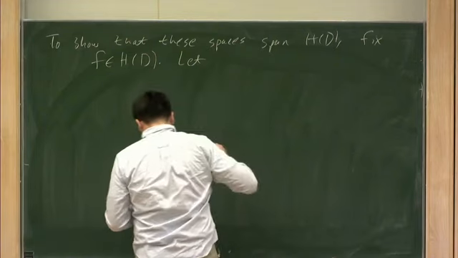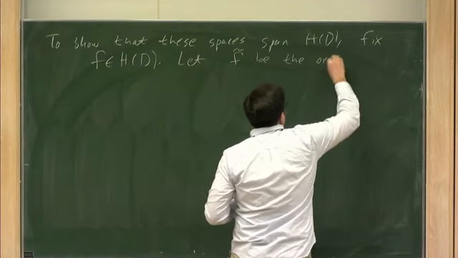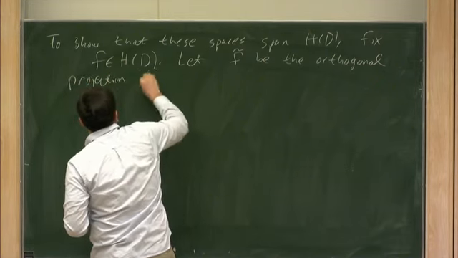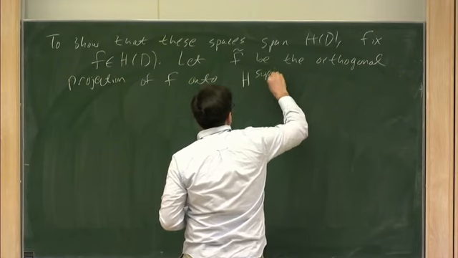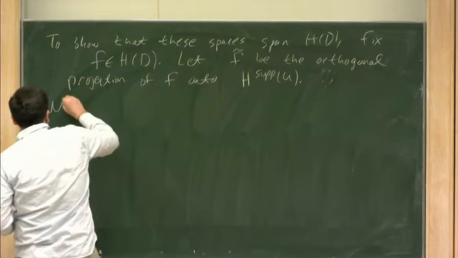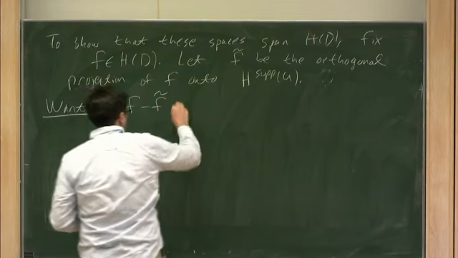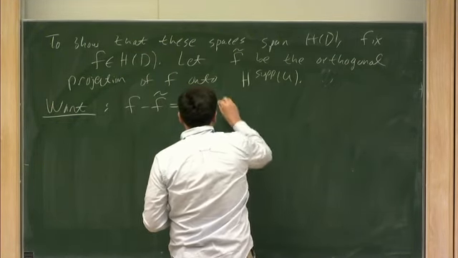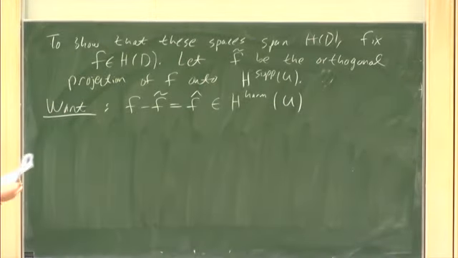Okay, so what I'm going to do is I'm going to let f tilde be the orthogonal projection of f onto H sup of U. And then what we need to show here is that if I take f and I subtract from it f tilde, we're going to call this f hat, then this is actually in H harm of U. Okay, so that's our goal.